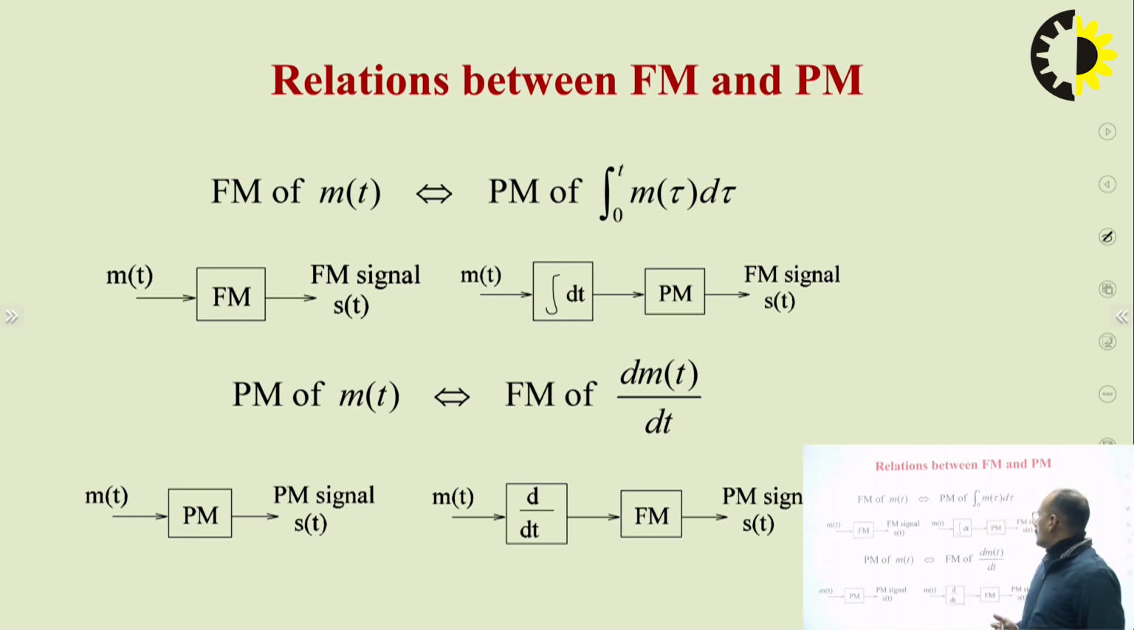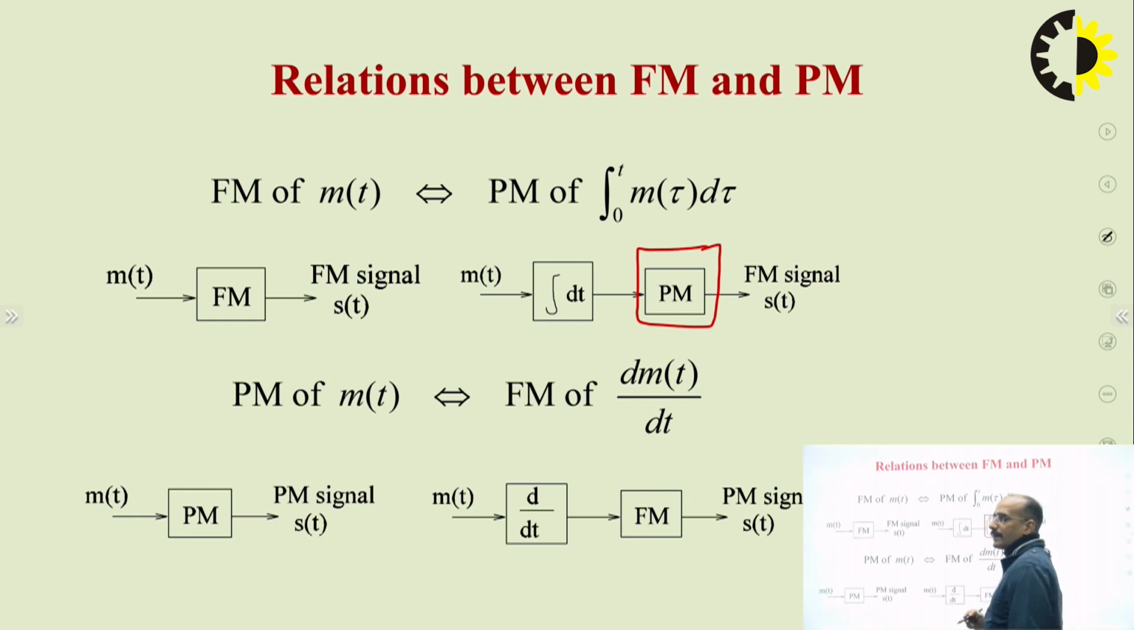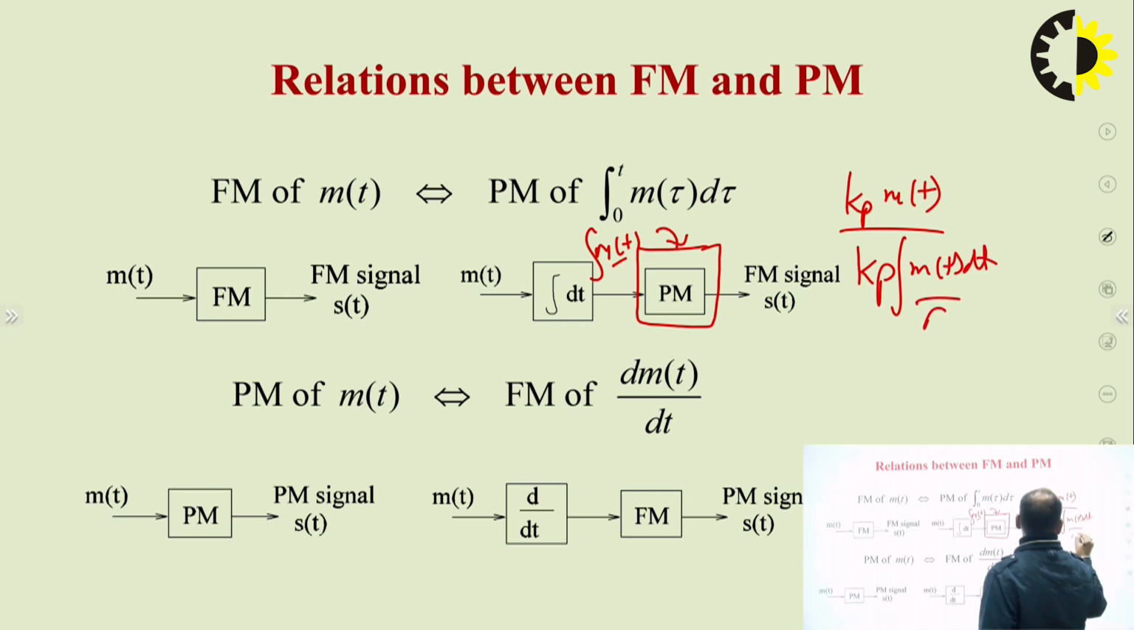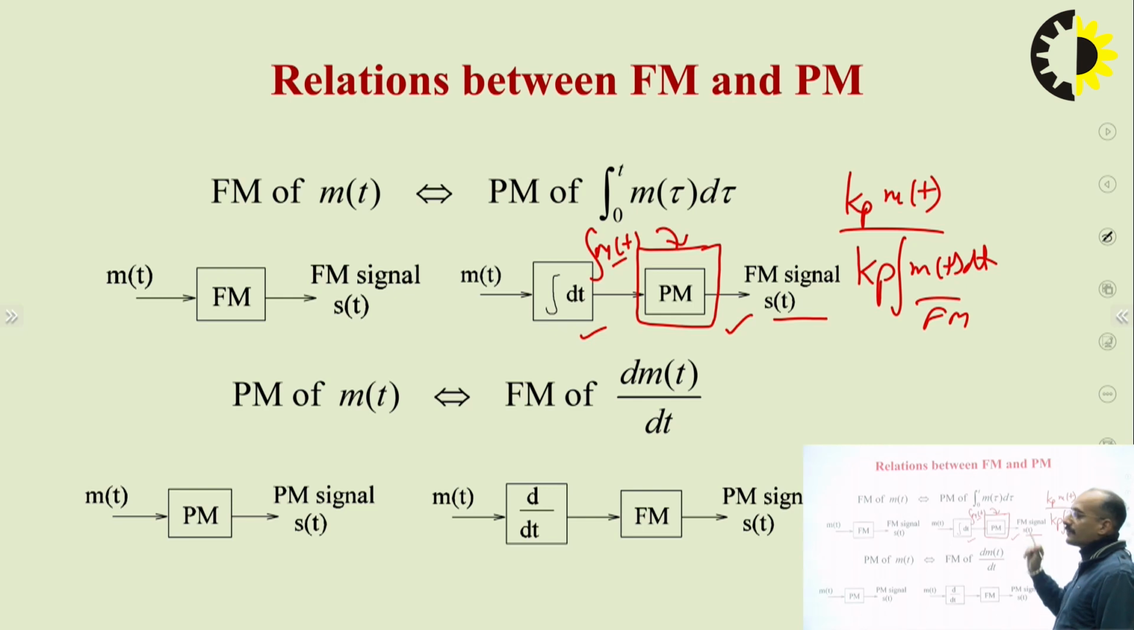How is it possible? Because you can understand one point here. This is a phase modulator. This phase modulator gives us the value kp mt, meaning no integration part, and here the input is mt. But if we apply the integration on this mt, we will get the integral of mt dt, and if we apply this signal to this phase modulator, what we will get is kp integration of mt dt, that is equivalent to the FM signal. So by using a phase modulator and an integrator, we can get the frequency modulated signal by a phase modulator.